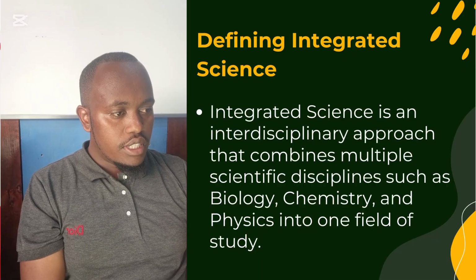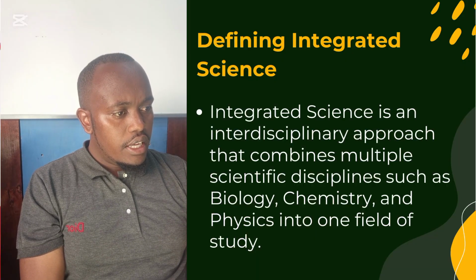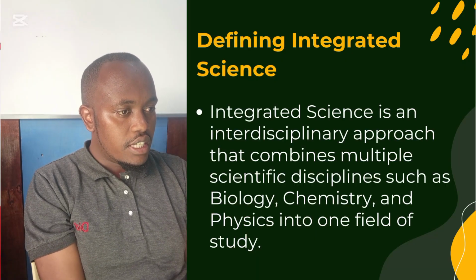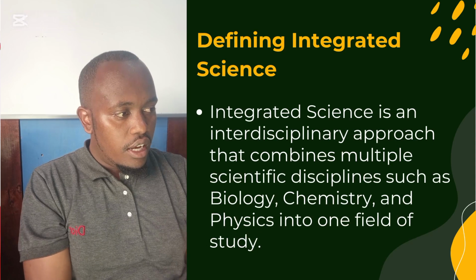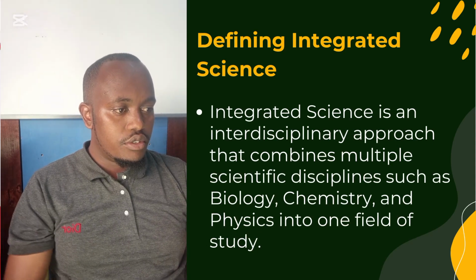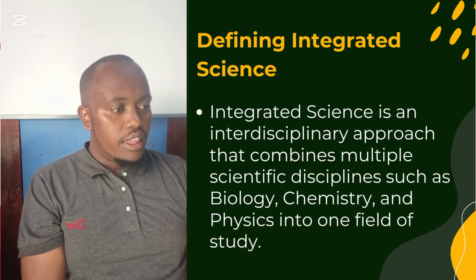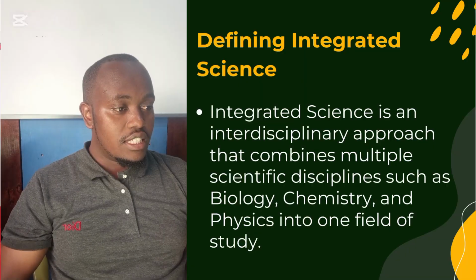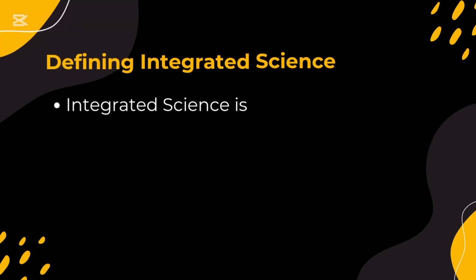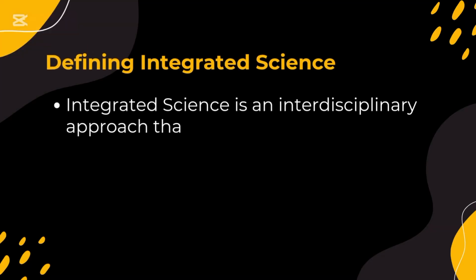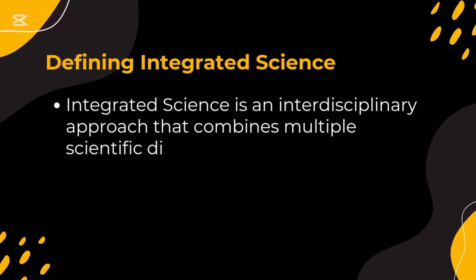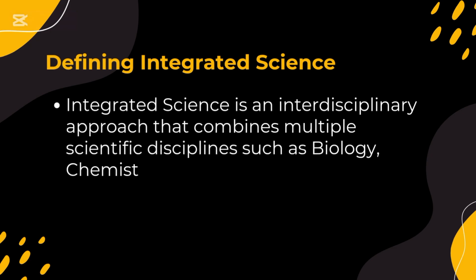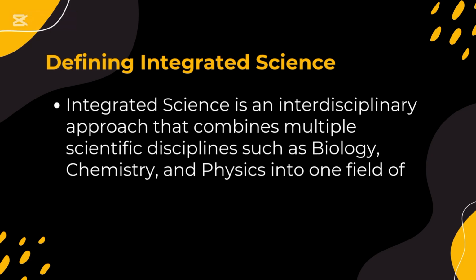The first question reads, define the term integrated science. This term should be defined as that integrated science is an interdisciplinary approach that combines multiple scientific disciplines such as biology, chemistry, and physics into one field of study.